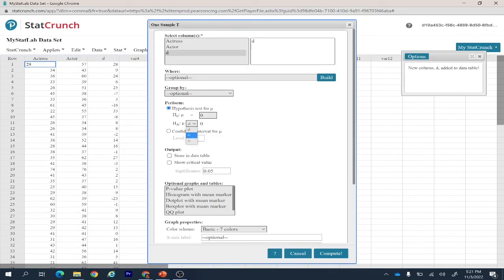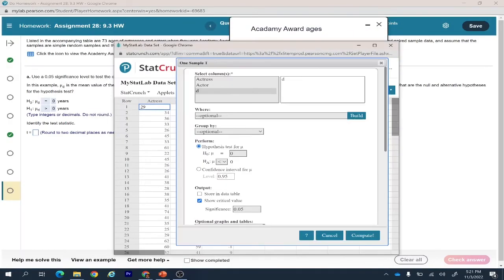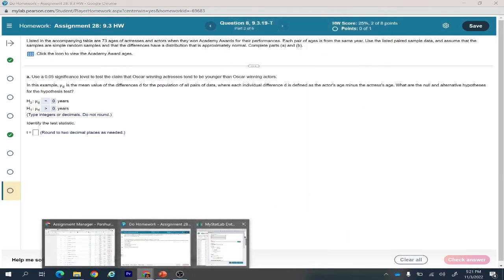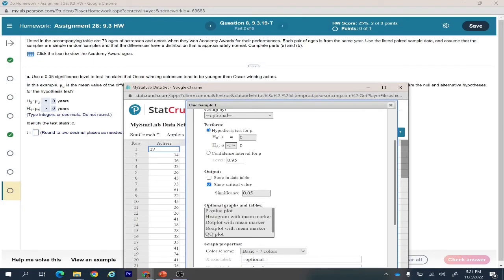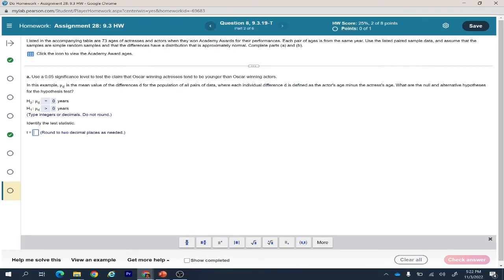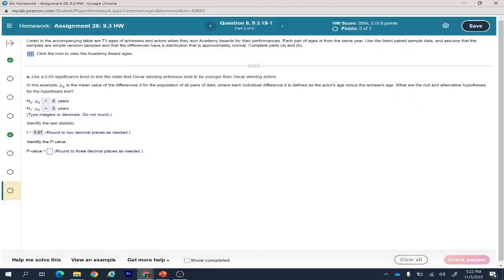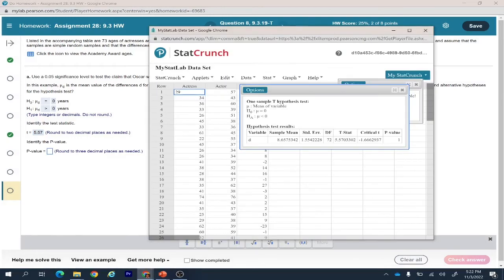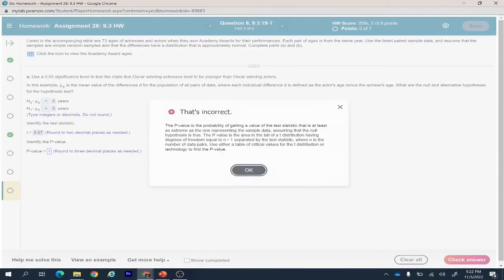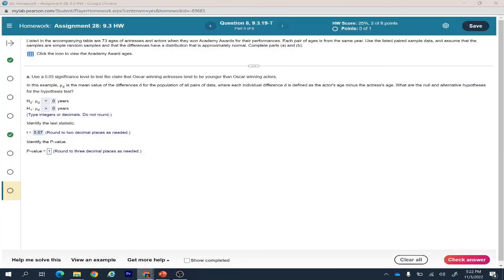Mu is equal to 0, mu is less than 0. With the significance level, if you check, what is that? It's 0.05. Yes, that's the significance level. And if you compute, it will give you the t statistic, which is 5.57. That is the t statistic. And now there is a p-value as well. As you can see here, the p-value is 1. The meaning is, oh sorry, what did I do wrong here?